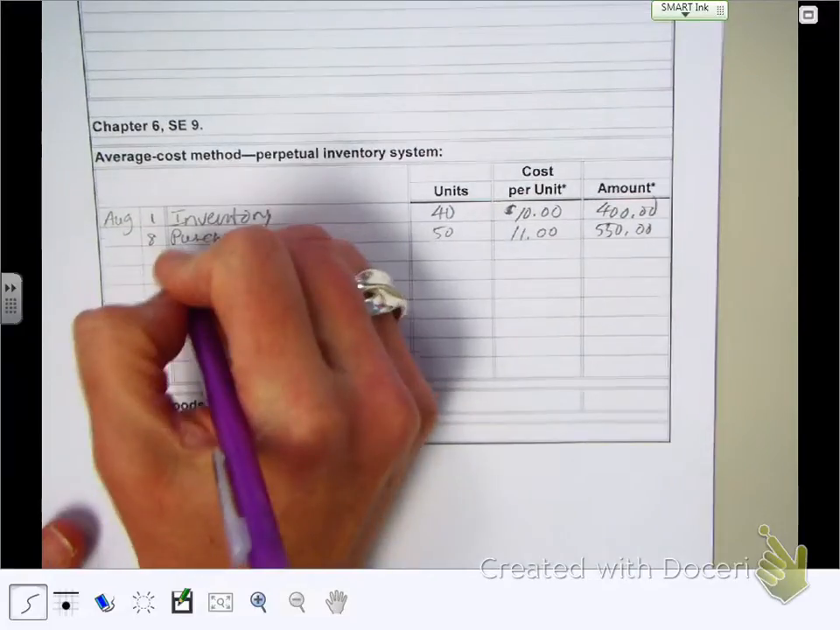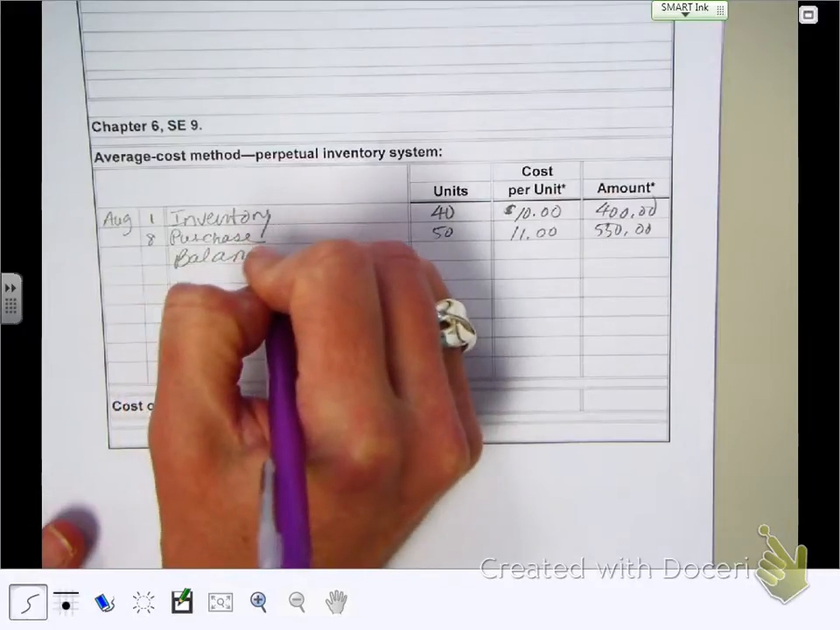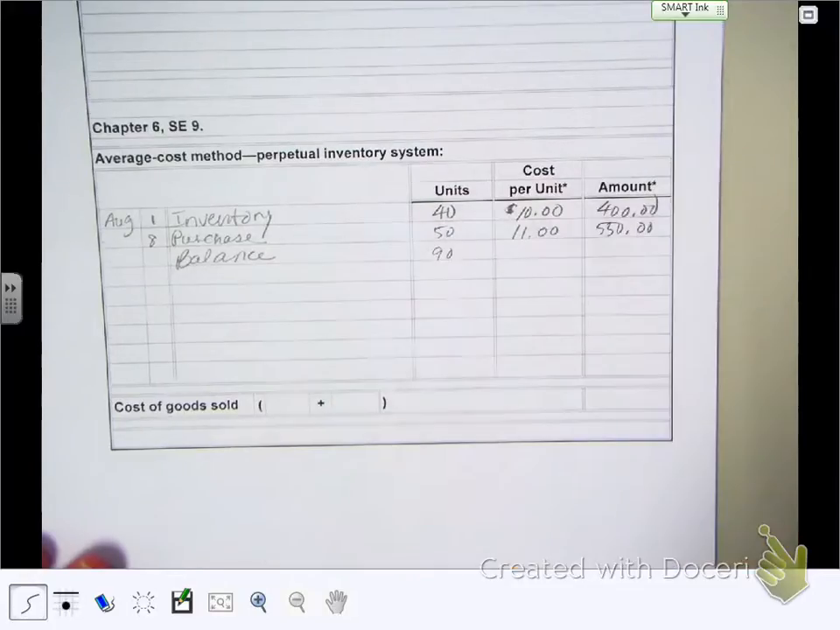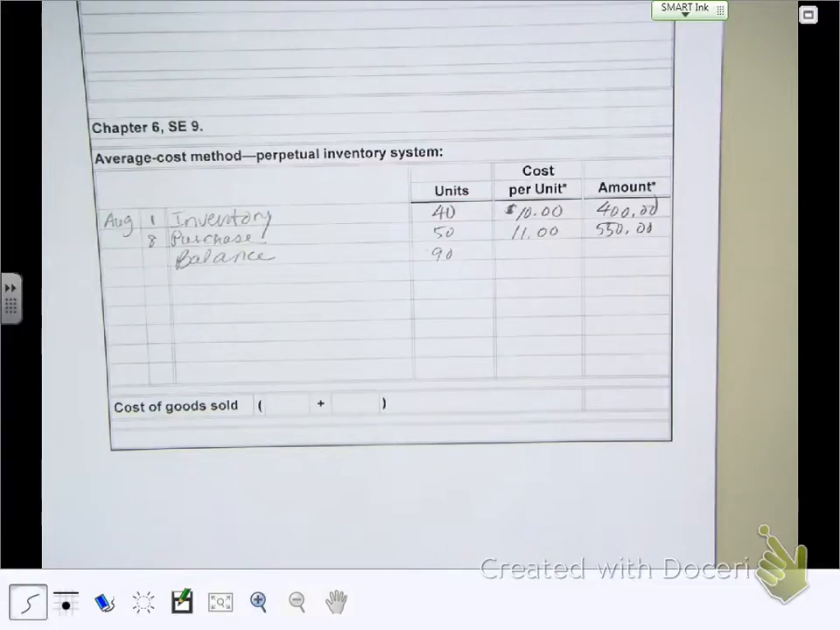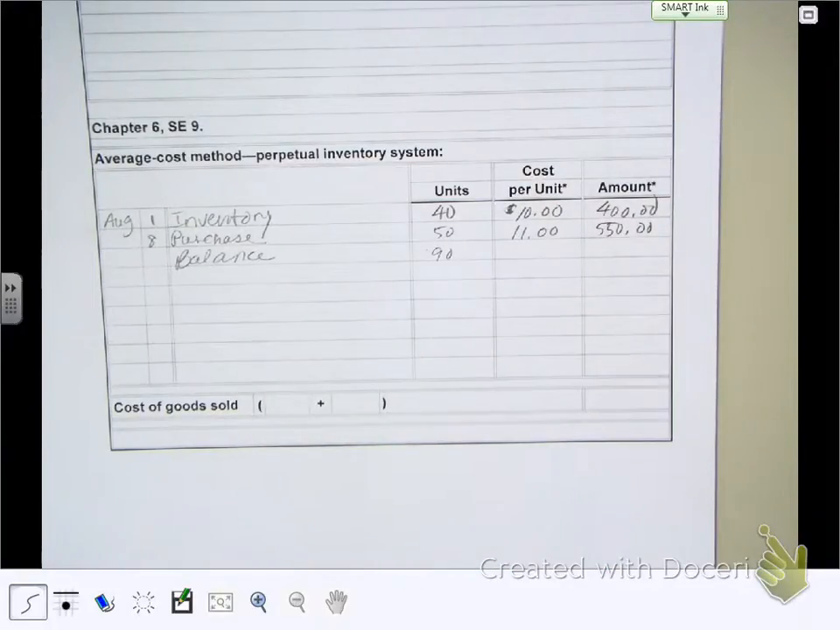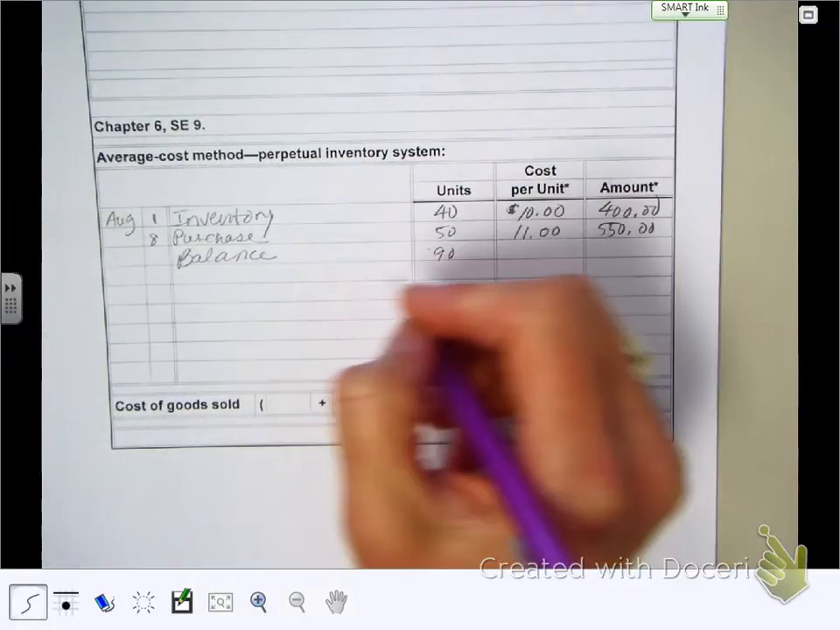Now we have to get a balance, because we have two different prices before there was a sale. If you look in the problem, we have the August 1st inventory, the August 8th purchase, and then a sale on August 15th. This is where those dates are so important with the perpetual system. It's in the data on page 314. Does everybody see where I'm at? Okay, good.